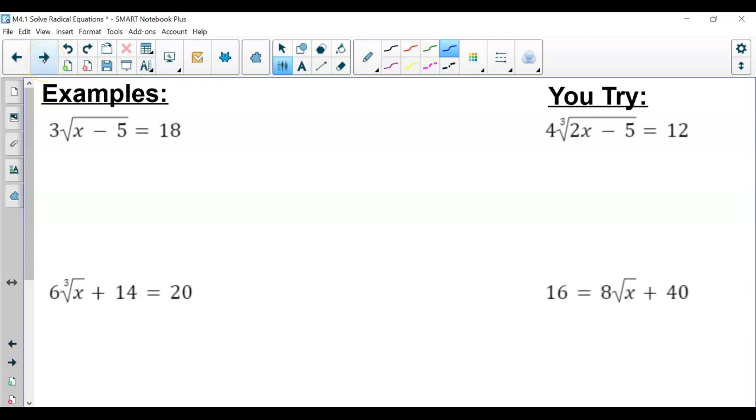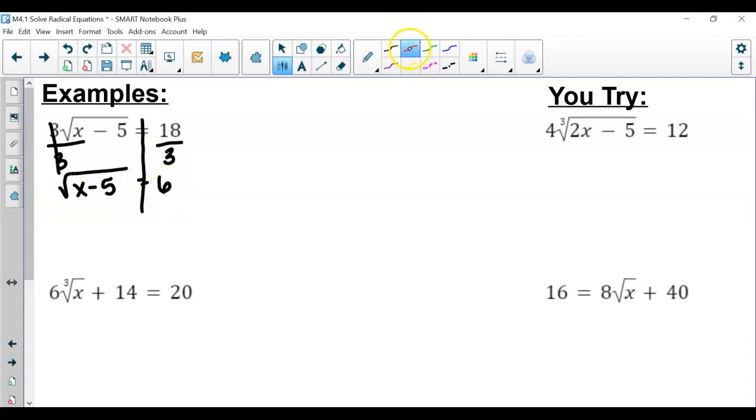So now with our next example here, again, is the radical by itself? No. So notice how here we're multiplying the radical by 3. So what do we need to do first? Divide both sides of the equation by 3. Now here I've got radical x minus 5 is now equal to 6.